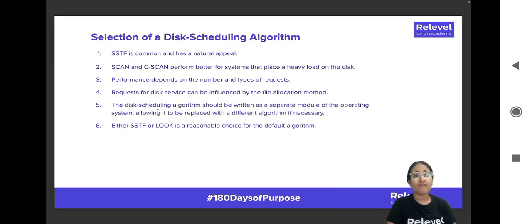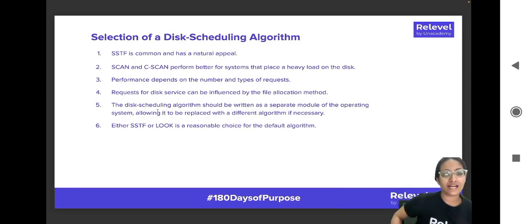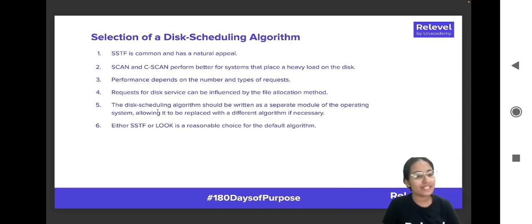For example, shortest seek time first is a very common algorithm, and it has a very natural appeal to it as well, right? It has a very natural understanding. The processes which have shorter seek time would be allowed to execute first, and then the processes after that. SCAN and C-SCAN perform better for systems that have heavy load on the disk.